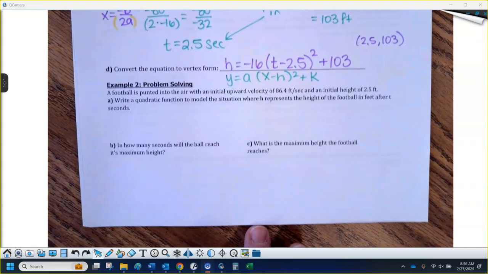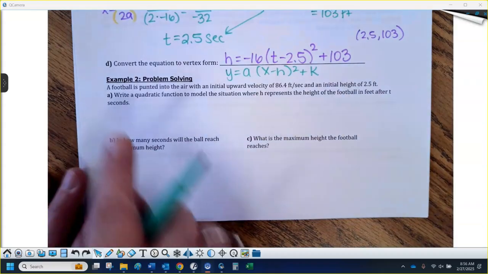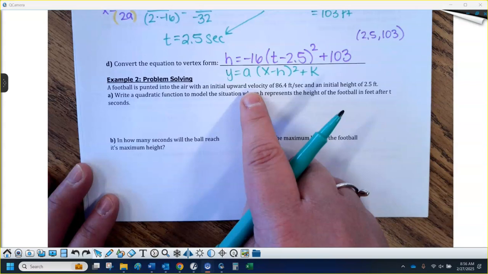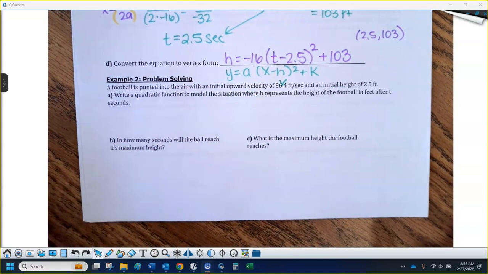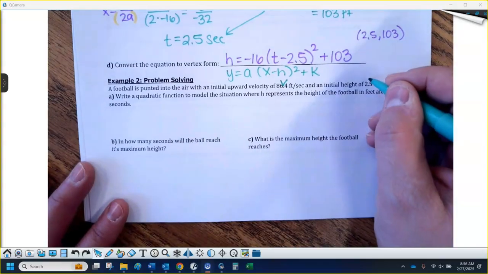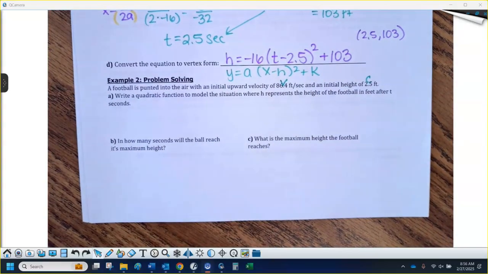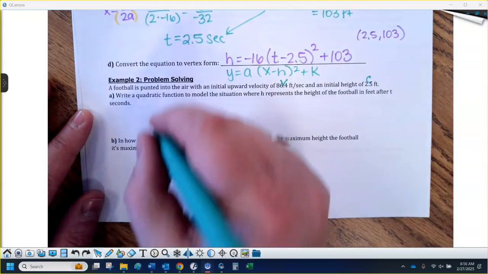All right, let's scooch this up. We're just going to try this one more time just to practice. Okay, so it says the football is punted into the air with an initial upward velocity. So here's our speed. That's going to go in for V. And I'll give you guys that formula within the question if we have it on a test or quiz. Initial height of 2.5 feet. So they're going to kick the ball like 2.5 feet off the ground, right? Write the quadratic function. So I'm just going to use that up there.